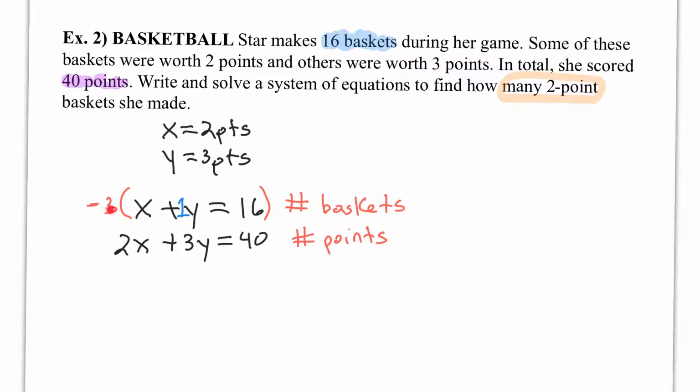If I multiply negative 3 times positive 1, that's going to be negative 3. And the other y has a positive 3, so that's going to cancel. They will have the same coefficient and different sign. So I'm just going to write down the work on the side.